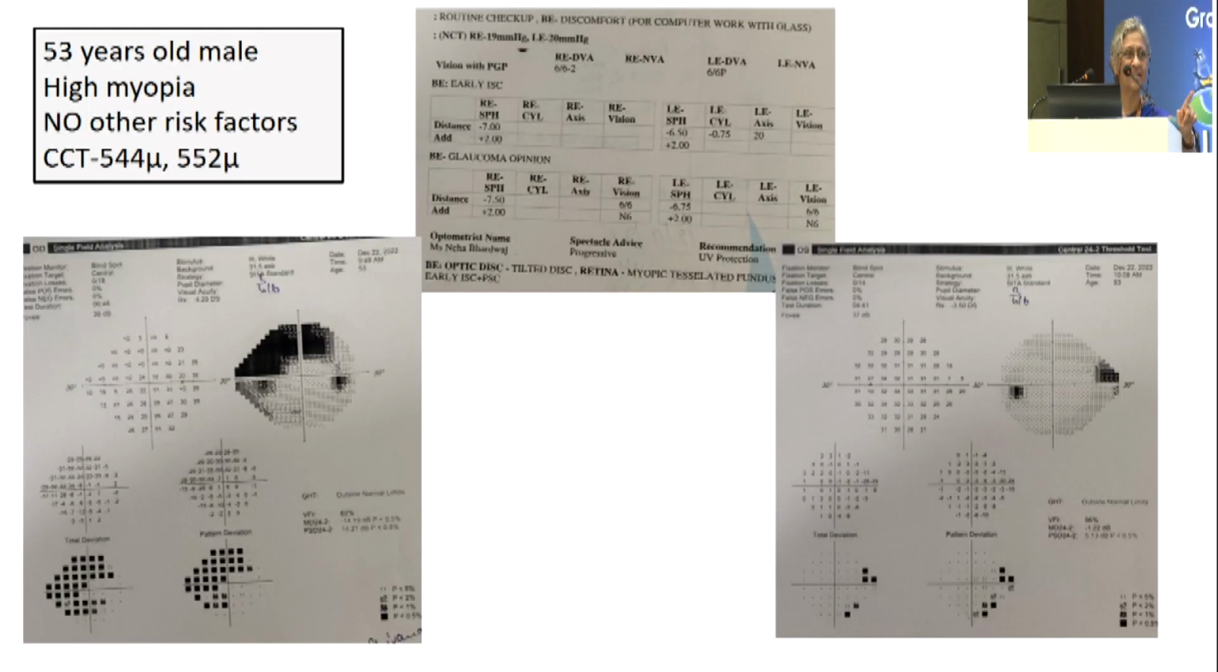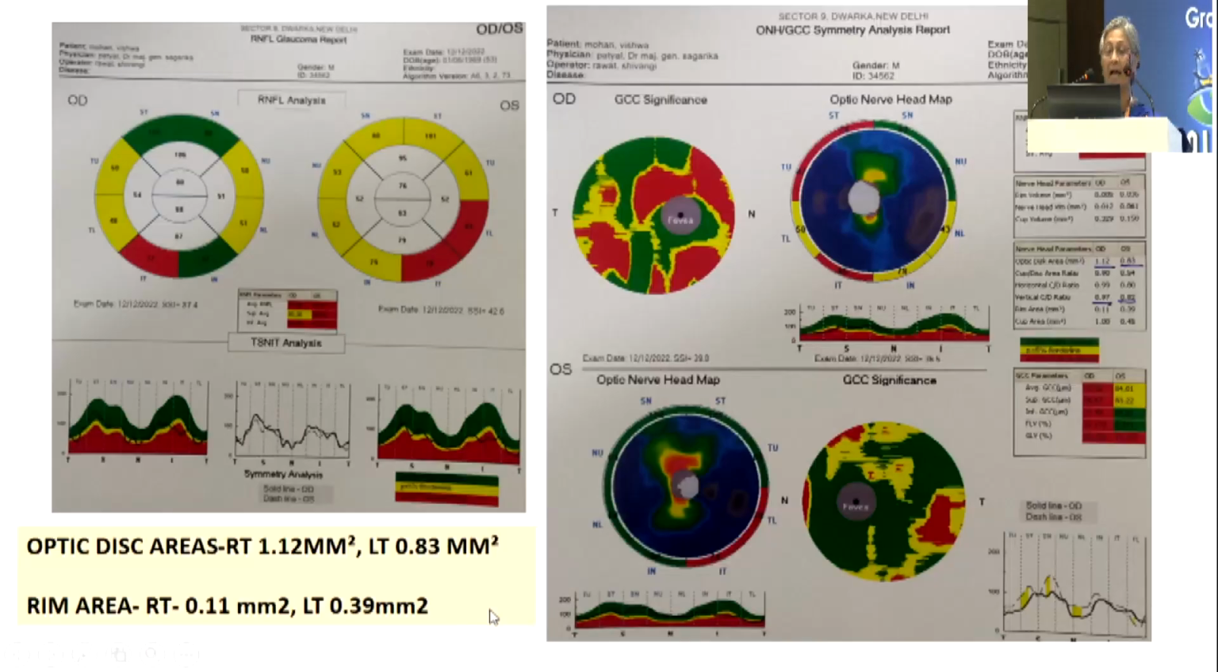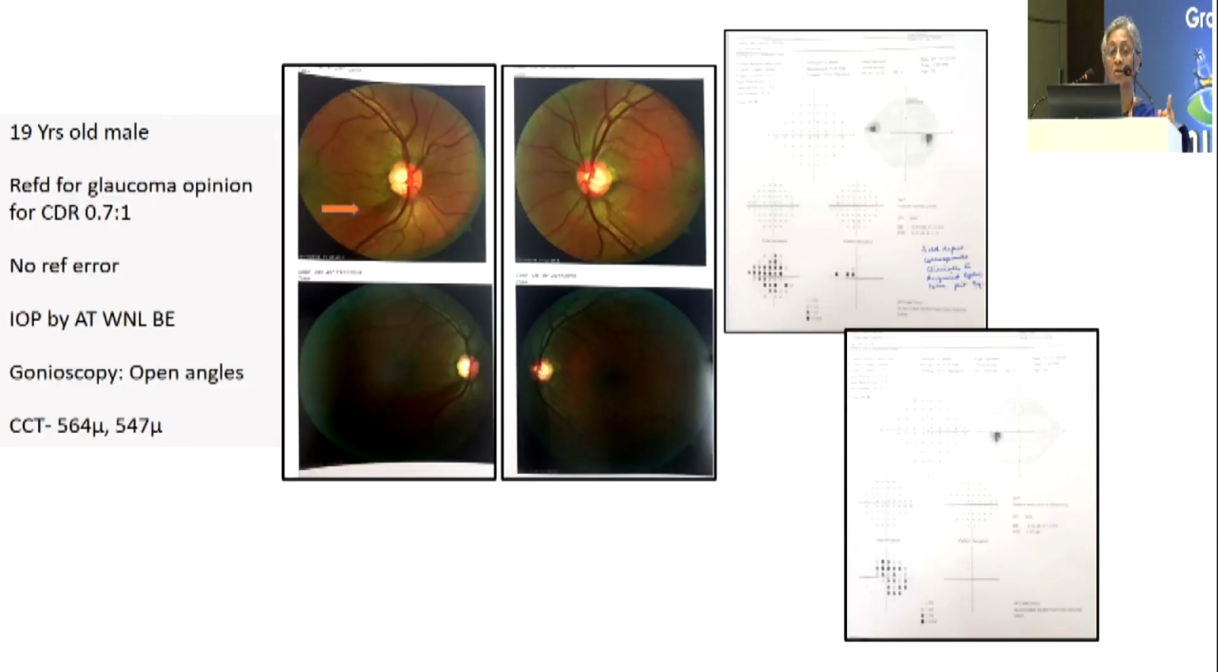I'll just give you one example. I've got plenty, but I will give you one example. 53-year-old male, high myopia, no other risk factors, CCT normal. You find that the right eye has a huge defect. And then if you look at the OCT, what is important for you to understand is that the optic disc area is extremely low. See, it is 1.12. Now, you all know that Indian eyes vary from approximately 1.5 to approximately 3.3. But here it is very low. Look at the rim areas. So this is going to give you an indication that, yes, this man has glaucoma.